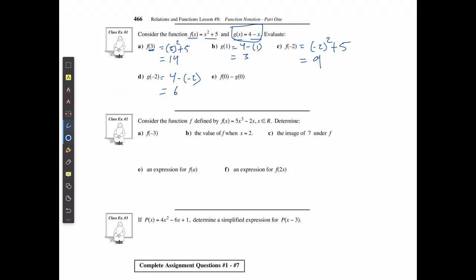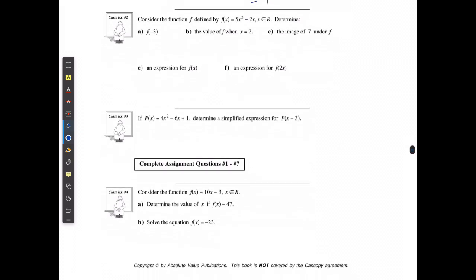Now e looks a little bit more complicated because it's actually using both functions. So in this case, I would put in the f of 0 function, and I'm going to have 0 squared plus 5, and then I'm going to subtract from that the complete second function, 4 minus 0. I can simplify this. 0 squared is just 0, so it's just going to be 5 minus 4 minus 0, which is just 4, and it's going to give me 1.